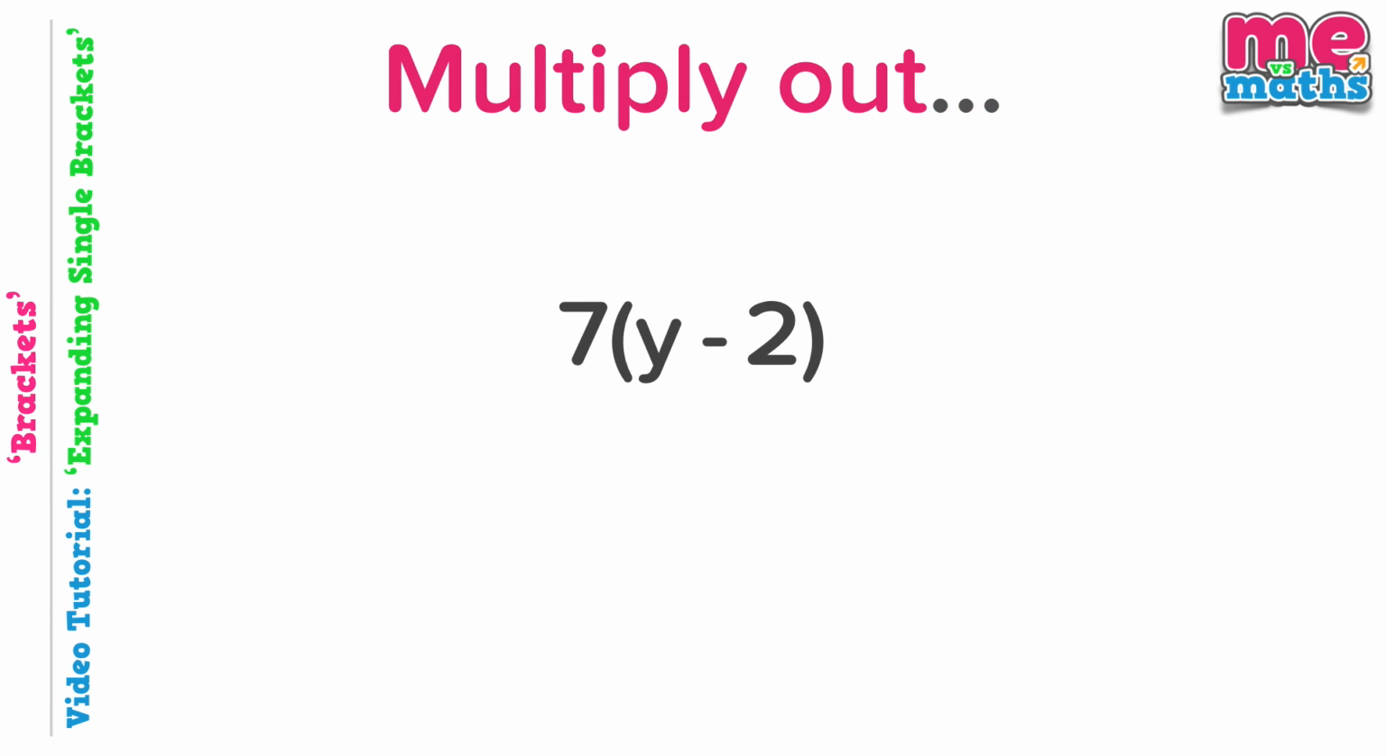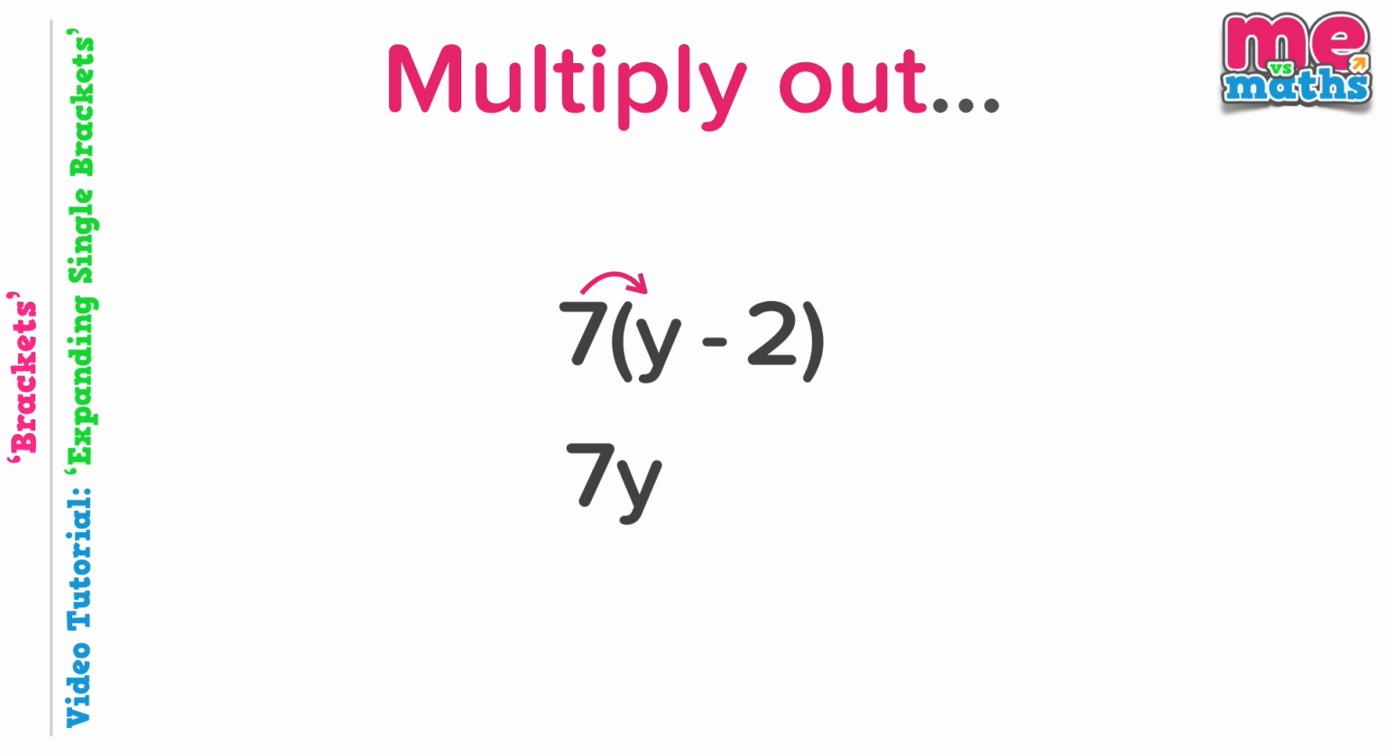Next up then, we've got to multiply 7 by y minus 2. Firstly, 7 times y. Both of these terms are positive. How do we know that? Because they don't have a negative sign in front of them. So positive 7 times positive y is positive 7y. I don't put a plus in front of the 7y just because it's the first term in my expression. Why? To be honest, I don't know really, it's just one of those things. So we'll put just 7y first.